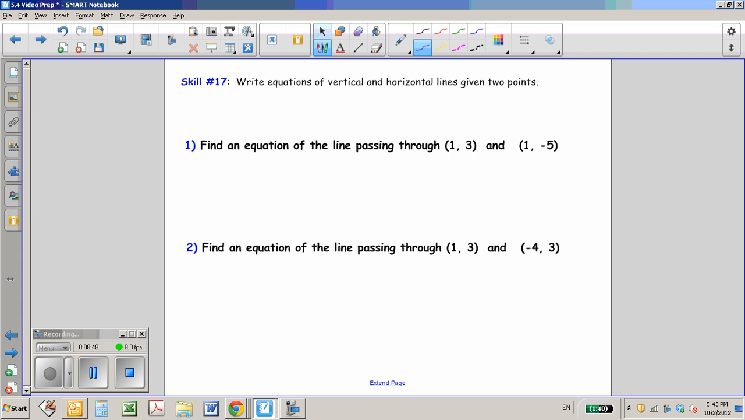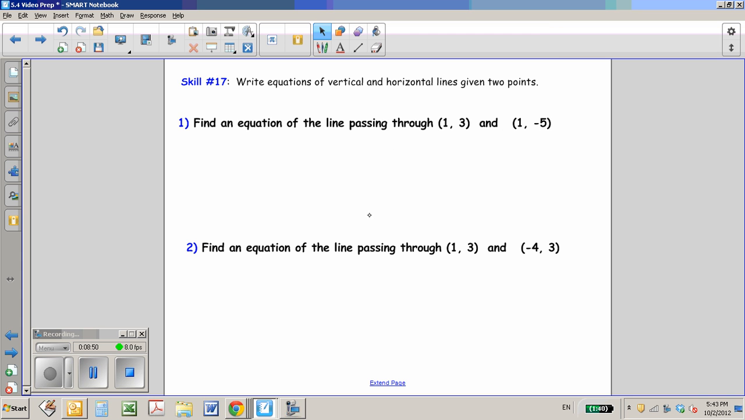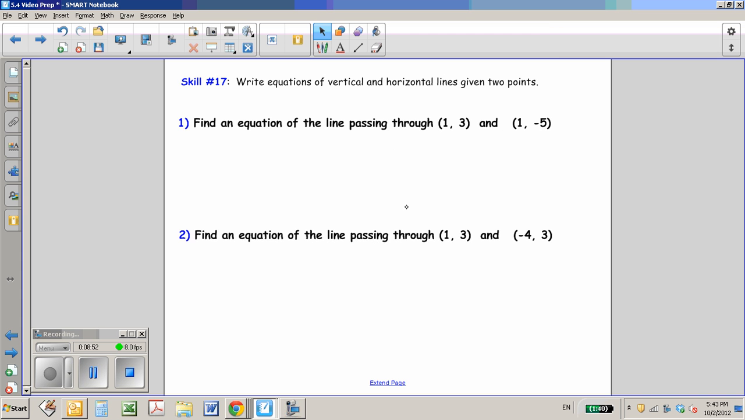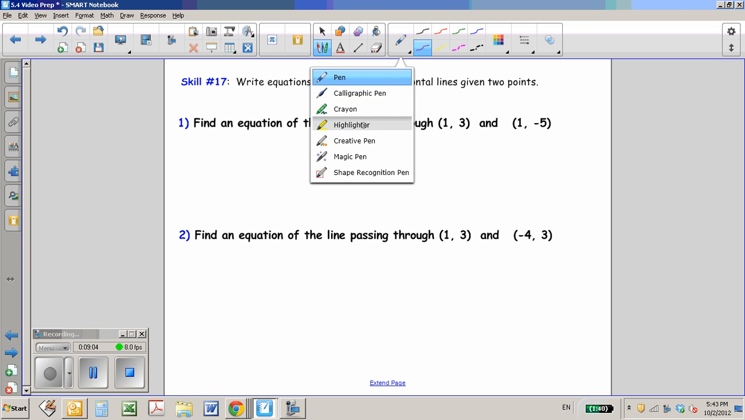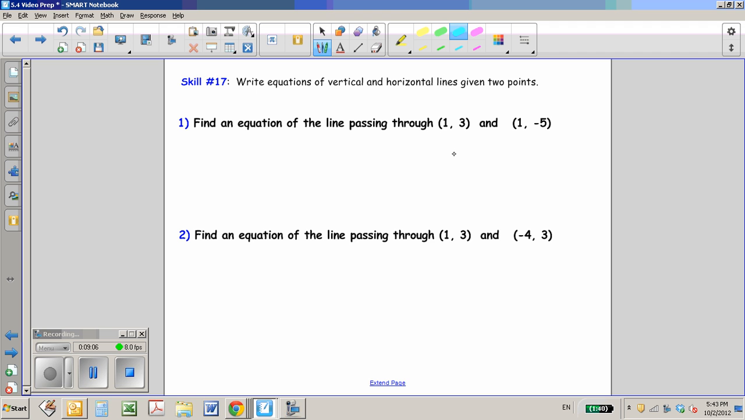Okay, so this is a very quick example that is not in our textbook, so I just wanted to go over it. Skill 17 is writing equations of vertical and horizontal lines given 2 points. This is something we've been doing a lot during warm-up, so it's really just a reminder. If you notice that the x's or the y's are both the same, then it's a special line. It's either vertical or horizontal.